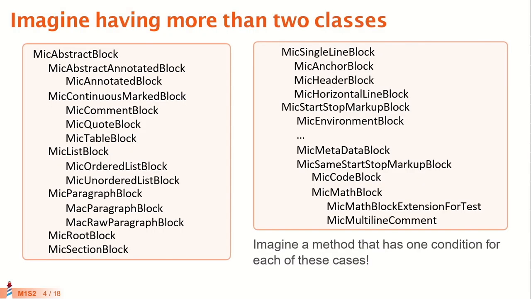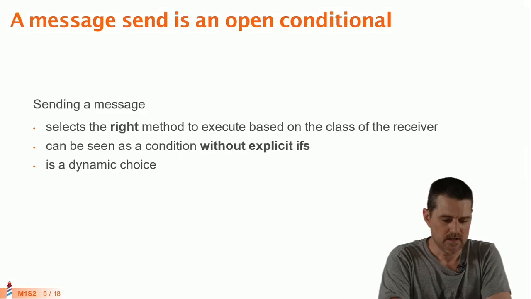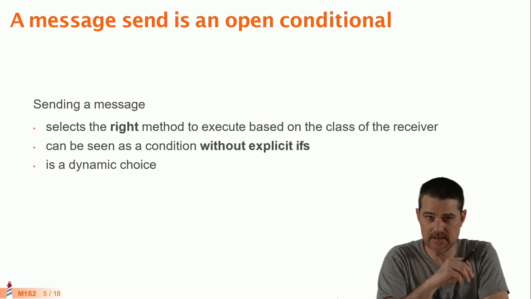So imagine we have more than two classes. Instead of having just true and false, we have a lot of classes. Here we have a huge hierarchy of classes. And now imagine that you need to implement a new method, and inside this method, you will have to introduce some condition for each case, for different classes. So how will you do that? We will not test each case. In fact, we will use message send.